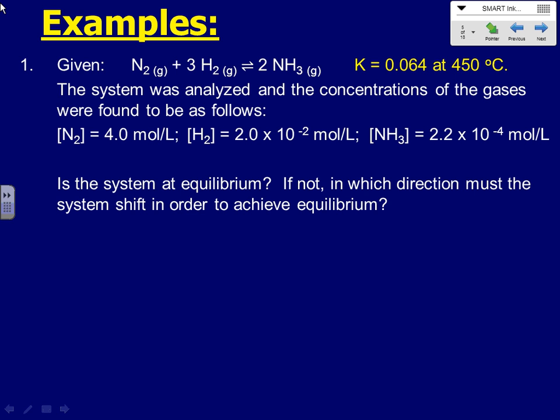So we've got an equilibrium system. They've given us the K. The system was analyzed, and the concentration of the gases were found to be, and I believe those are the gases. And the next question is, is it at equilibrium? So let's take a look at what information we have. We've got the K. We've got the numbers. It's as if they've given us all the information compared to yesterday.